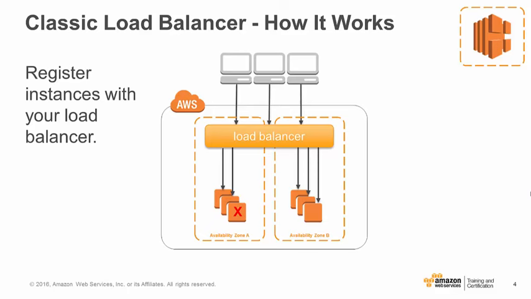A listener checks for connection requests from clients using the protocol and port that you configure. It, in turn, forwards requests to one or more registered instances using a port and protocol also that you configure. You add one or more listeners to your load balancer. You can configure health checks, which are used to monitor the health of registered instances so that the load balancer can send requests only to the healthy instances. By default, the load balancer distributes traffic evenly across availability zones that you enable for your load balancer. To distribute traffic evenly across all registered instances in all availability zones, enable cross-zone load balancing on your load balancer.